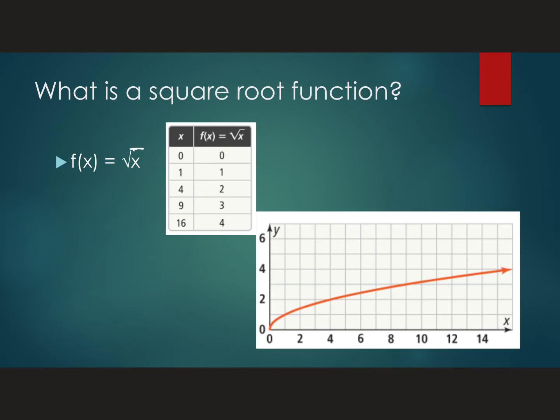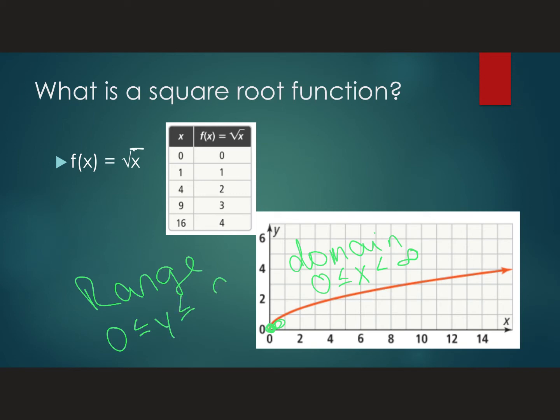So you can see on this graph that we have a nice minimum here of 0. So both our domain and our range. Our domain is 0 is less than or equal to x, which is less than infinity. And the same thing with our range. Our range, 0 is less than or equal to y, which is less than infinity. So you can see we do not go down below this 0 for either of them.